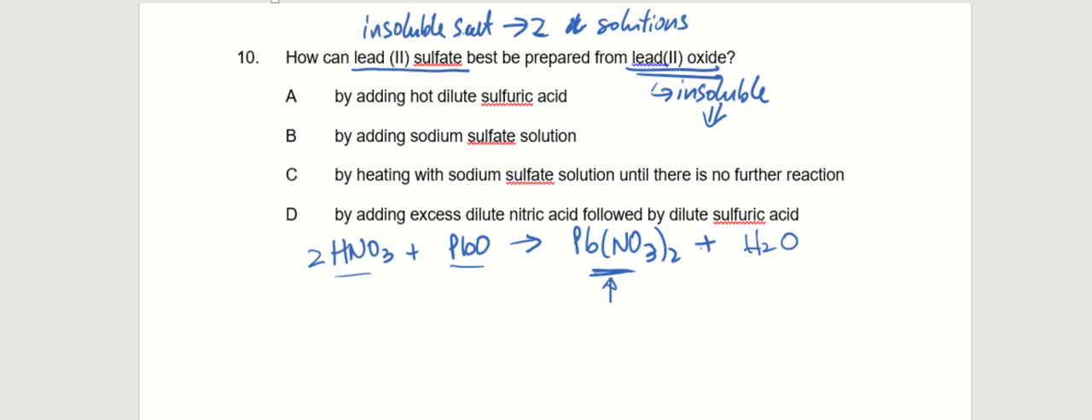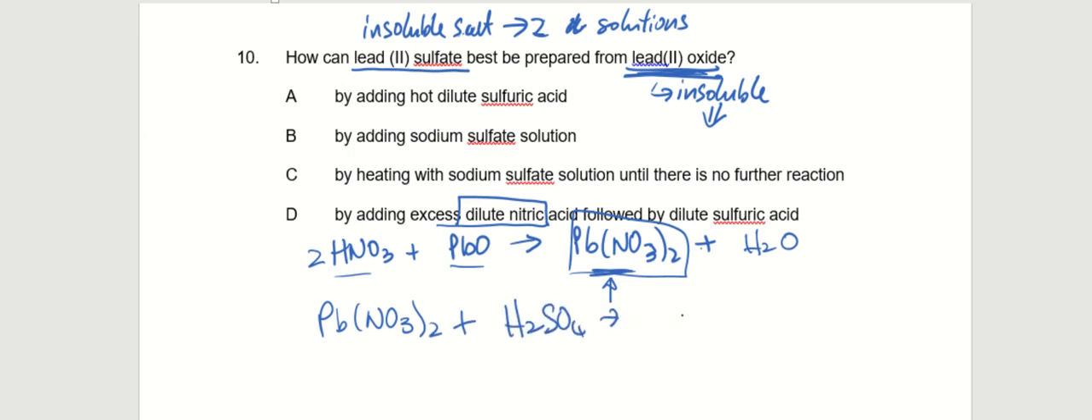So the best option here would be adding dilute nitric acid to the lead 2 oxide to produce my lead 2 nitrate, and then to lead 2 nitrate we add sulfuric acid. This will give us our insoluble lead sulfate and remaining nitric acid again.